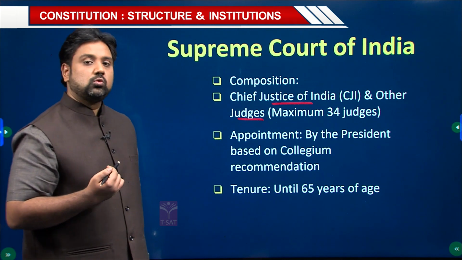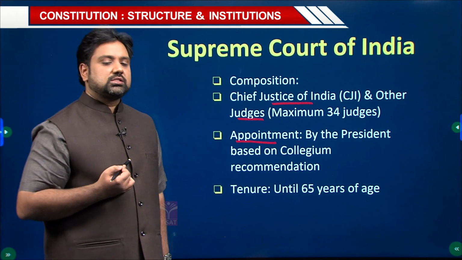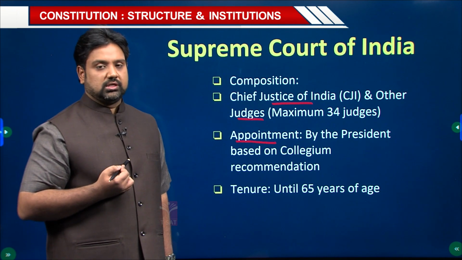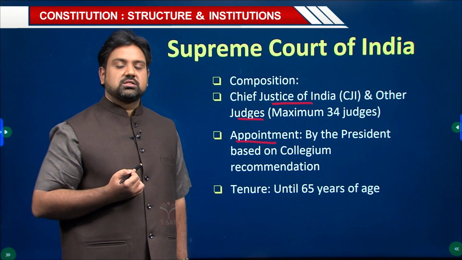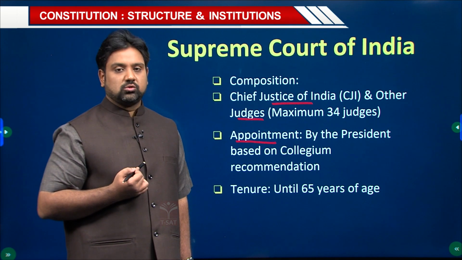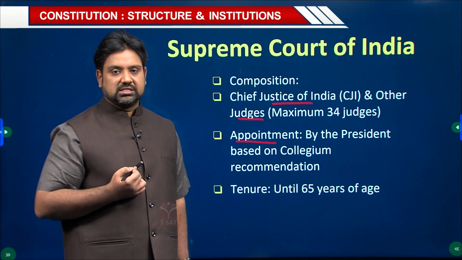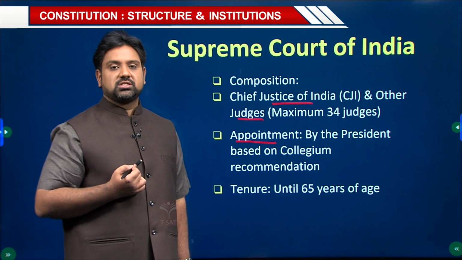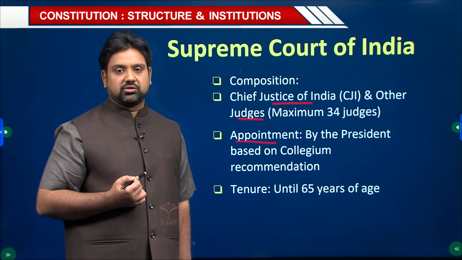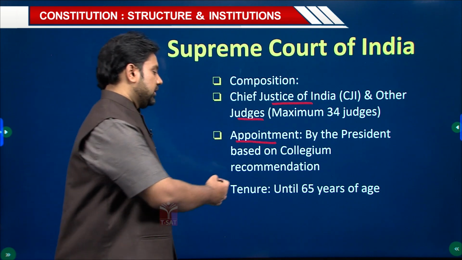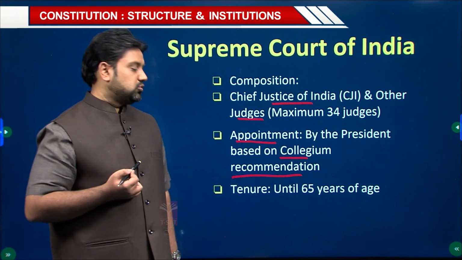Then you have appointment. Who appoints the judges to the Supreme Court of India? The judges to the Supreme Court and also the high courts are appointed by a system called the collegium system, consisting of the Chief Justice of India and 4 senior most judges of the Supreme Court. They will vet a candidate and recommend his name to the President of India, and the President shall appoint that person as the judge of the Supreme Court or the concerned High Court. So, the collegium system is followed while appointing judges.